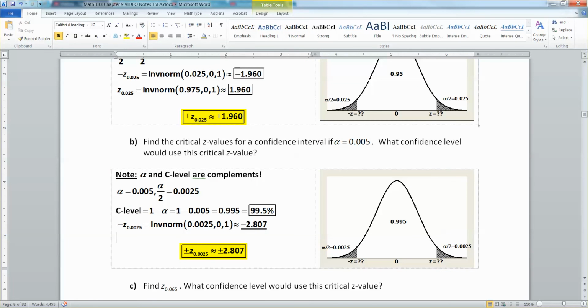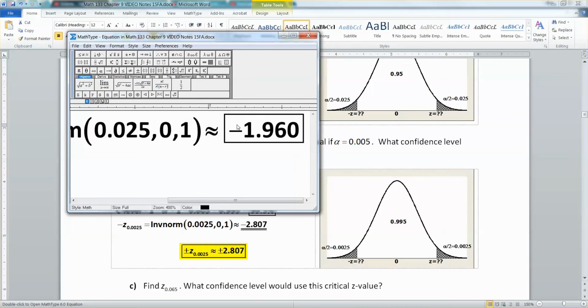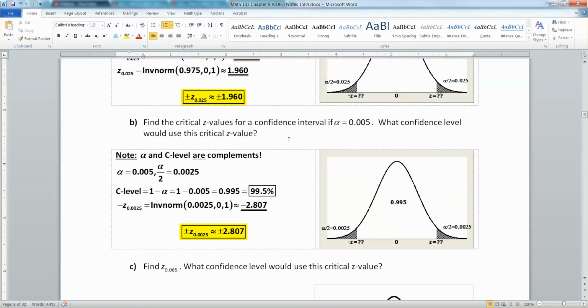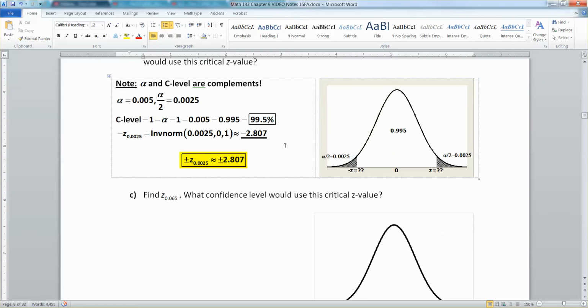Oop, there we have it. It just occurred to me I should really only box the answers, so I'm going to do that and get rid of this box and just make it an underline real quick. All right, there we have those two. All right, now what about this one?